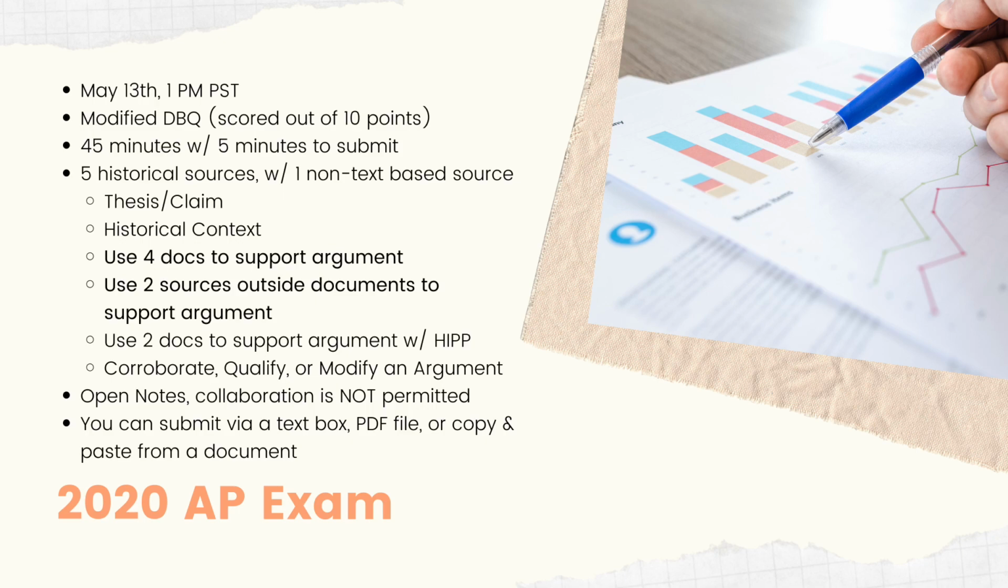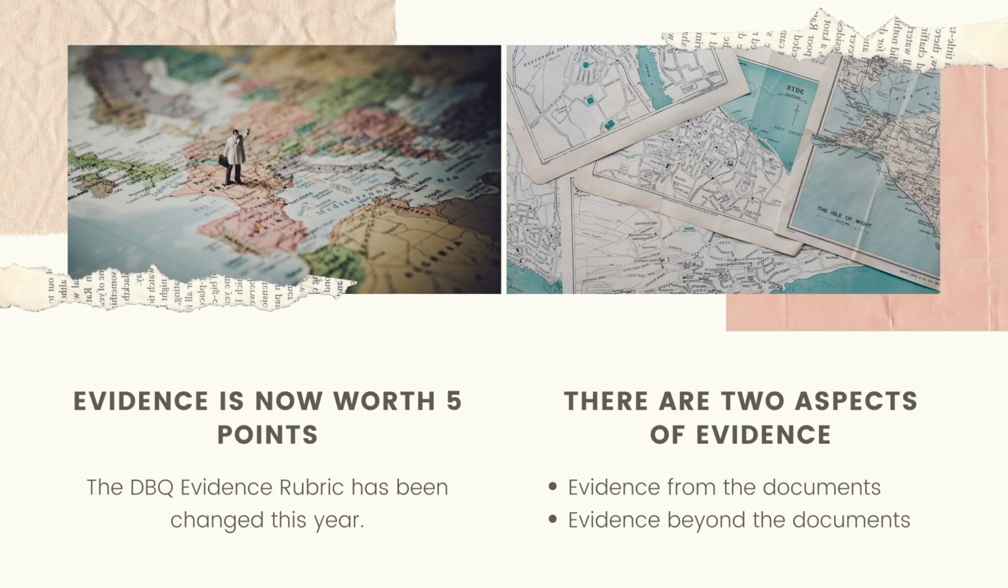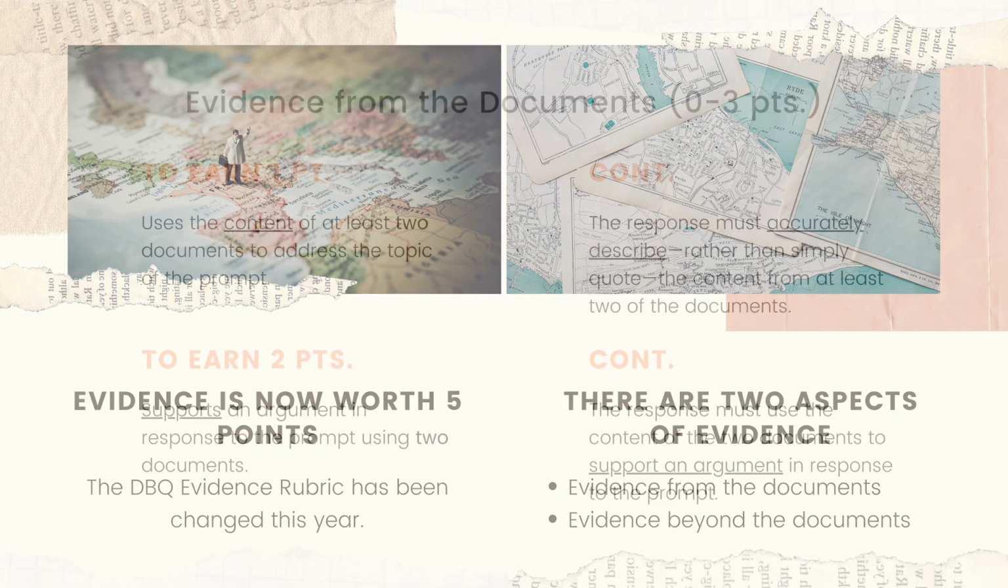So this year's AP Euro evidence rubric has been changed. It is now worth 5 out of 10 points. And there are 2 parts to the evidence portion of the rubric, the evidence from the documents and the evidence beyond it. Let's first focus on evidence from the documents, which is rated 3 points out of 5.